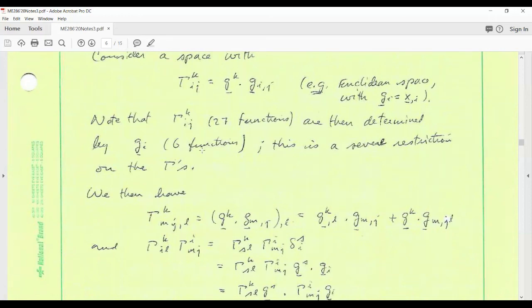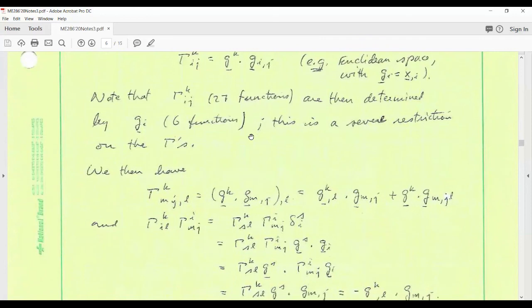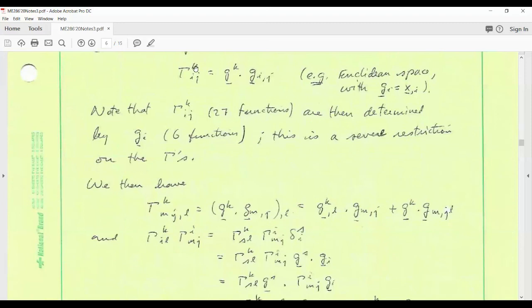So here's another example of my senility. These are really 9 functions, right? There are 3 vectors, and each vector has 3 components. So there are 9, not 6, so please correct your notes. That 6 should be a 9. So we have 27 functions determined by 9 functions, right? So there must be some connection among these. There must be some relationships among these connection coefficients. Otherwise, it couldn't be, because ultimately all of them are determined by only 9 functions.